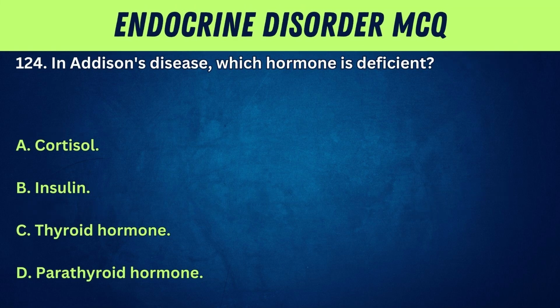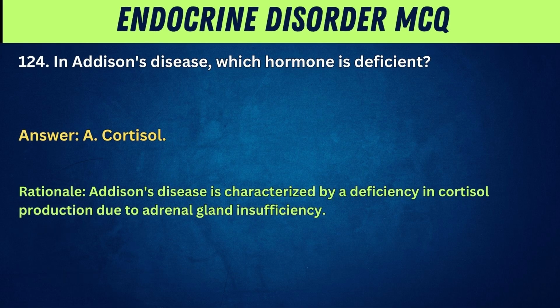124. In Addison's disease, which hormone is deficient? A. Cortisol. B. Insulin. C. Thyroid hormone. D. Parathyroid hormone. Answer: A. Cortisol. Rationale: Addison's disease is characterized by a deficiency in cortisol production due to adrenal gland insufficiency.